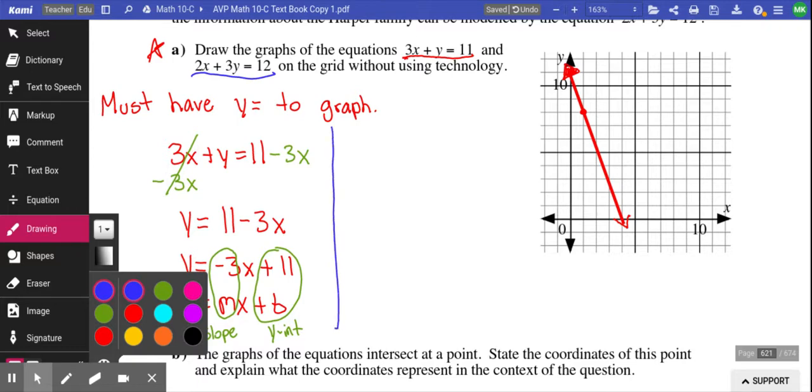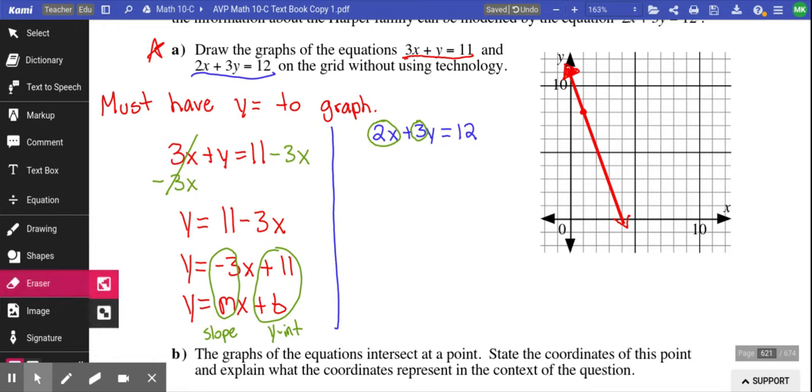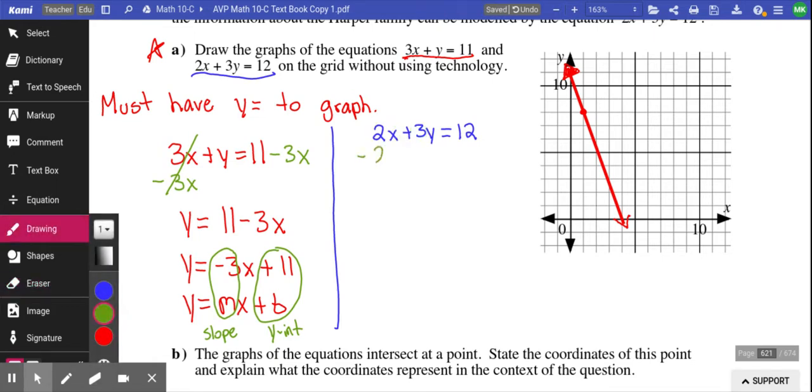If I look at my second equation, it's 2x plus 3y equals 12. I'm trying to get y by itself, so I need to move two things. I need to move the 2x to the other side. I also need to move the 3 to the other side. If you can't remember which things to move first, whatever's furthest away from the y, you need to move first. So the 2x is further away, so I can move that by doing minus 2x to both sides. And what you do to one side, you do to the other, like that.